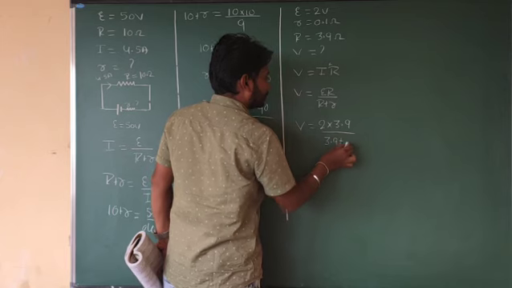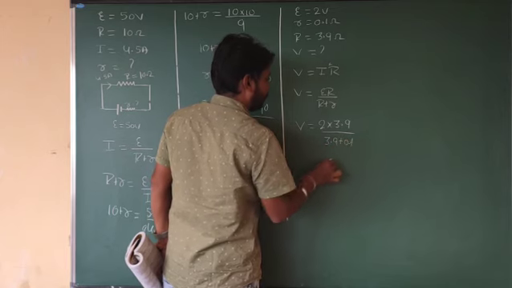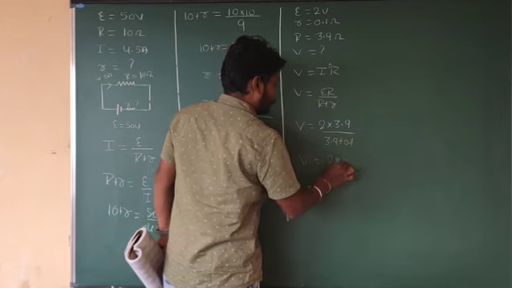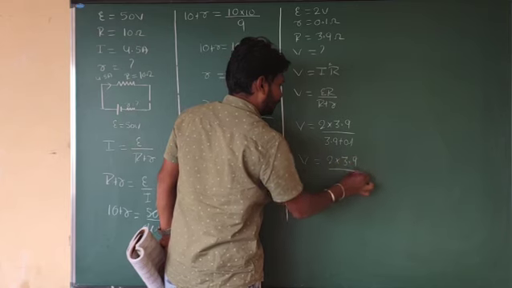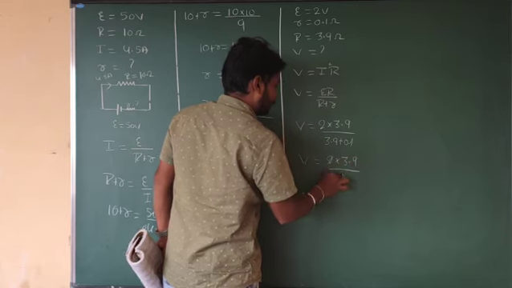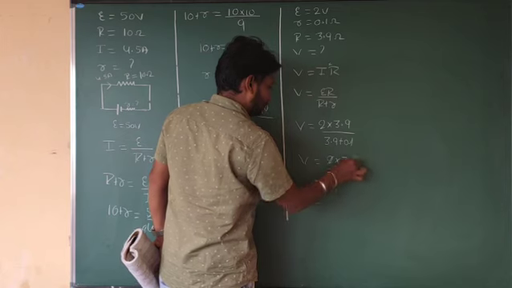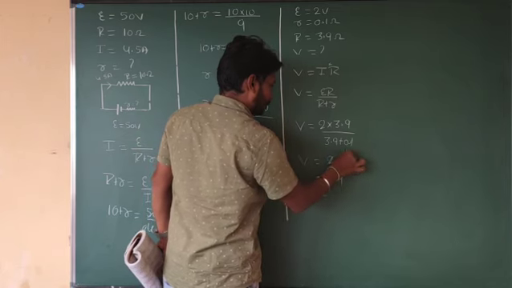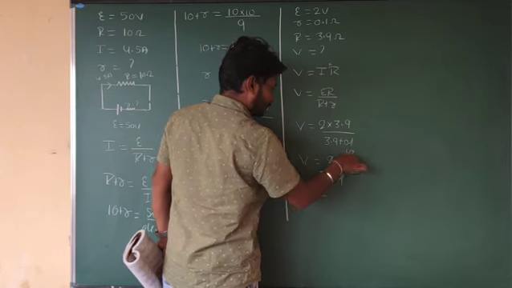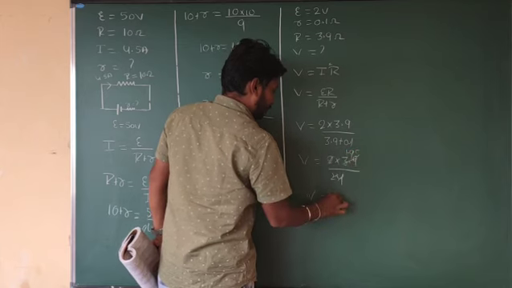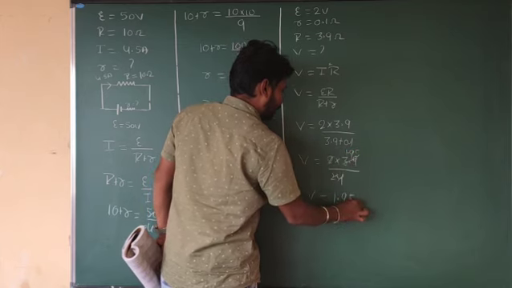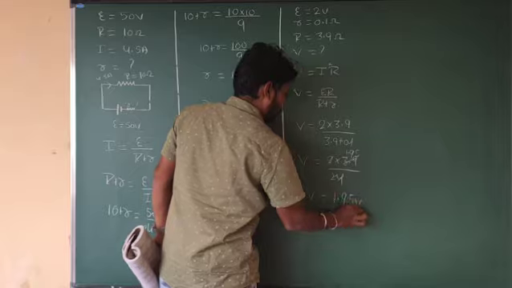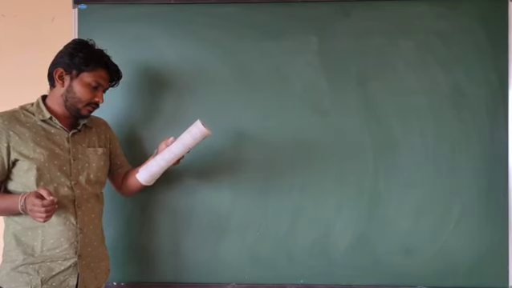3.9 plus internal resistance value is 0.1. So V is equal to 2 into 3.9 divided by 4 here. So 2 ones are 0.95. So V value is how much? 1.95 volt here. So we'll look at the next one.